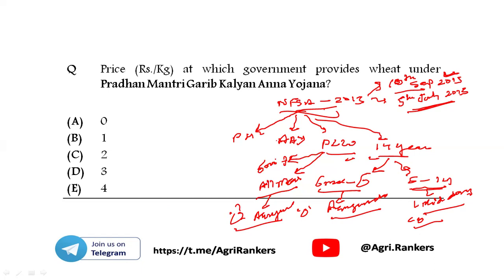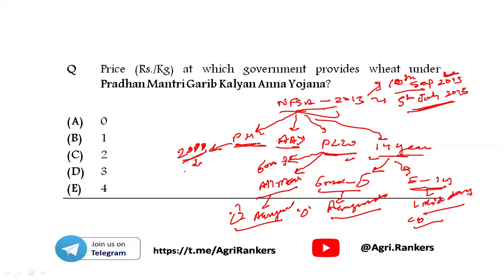Let us move on to the people who have to pay: the priority households. This is for all the women and all the children, except income tax payers, government officials, and so on. These priority households will be selected based on their economic status, with data collected from the census 2011.